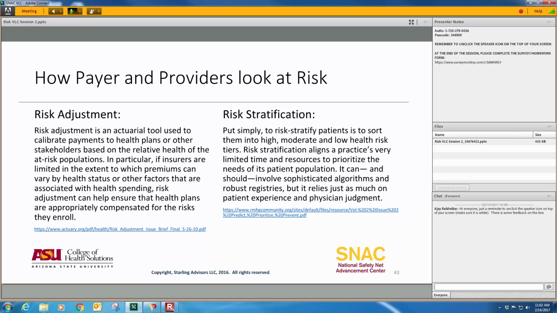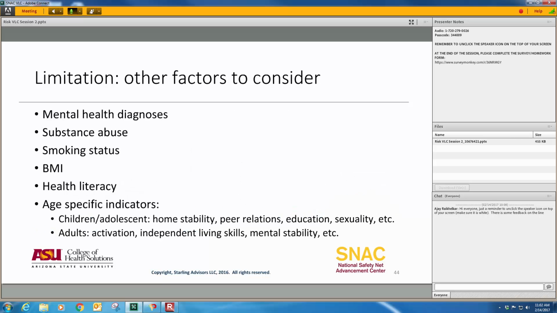Providers, and I think this actually answers some of the question about risk adjustment and risk stratification and how that transitions into risk management, but providers and payers look at this very differently, and it's important to understand that as you go forward.